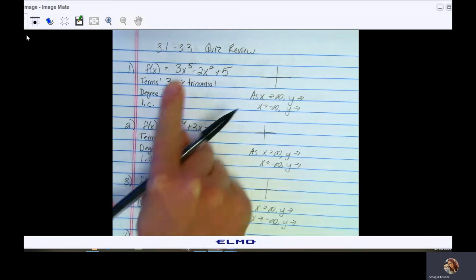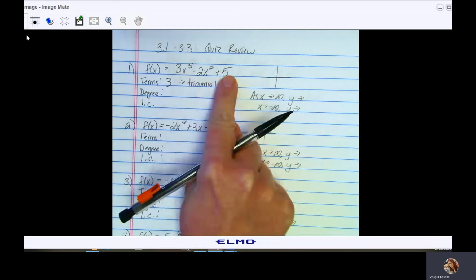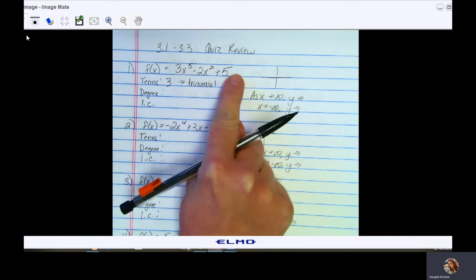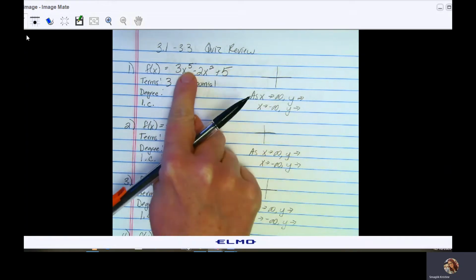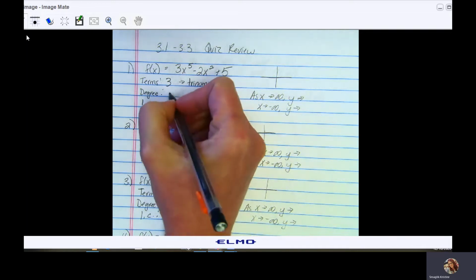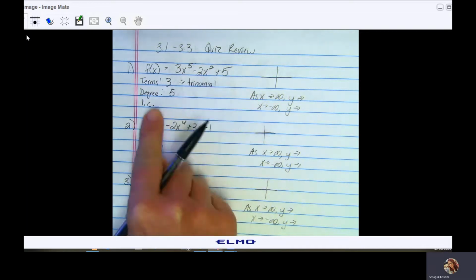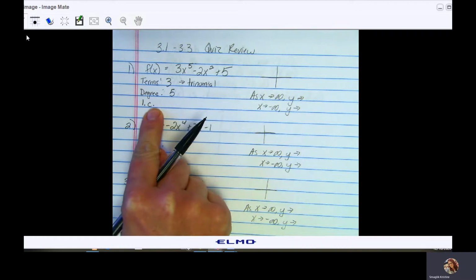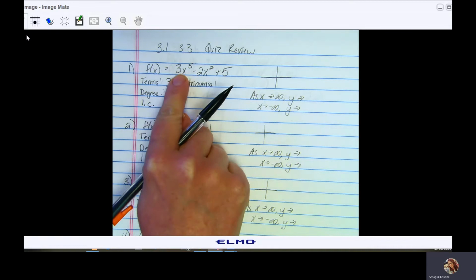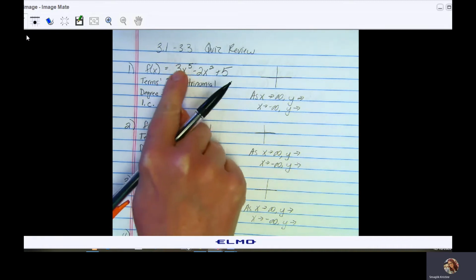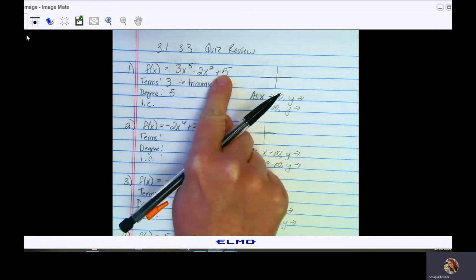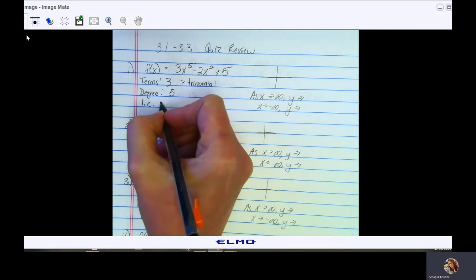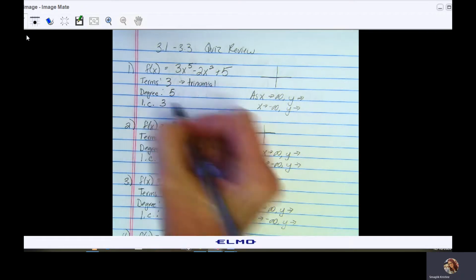My degree, take a look. We are in standard form. Notice we're in descending degree order. The degree of a polynomial is the highest exponent. Our highest exponent here is 5. Your leading coefficient is the number in front of the term with the highest degree. If you're in standard form, it'll be the first number that you see. This already is in standard form, so that means my leading coefficient is 3.